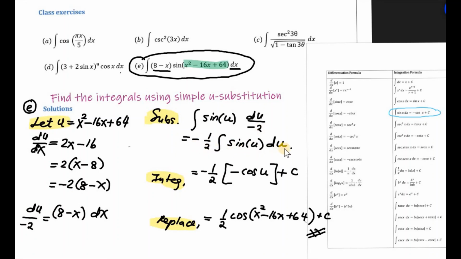And then rearrange first before you integrate. Integrating sine x, a single term x, is negative cosine x. In our case it is a single term u, so it's negative cosine u. And don't forget to replace back in terms of your x, and don't forget the c. When you are writing the c, put it at the last end. So that should be the answer for E. So that's it from me. Okay, thank you.